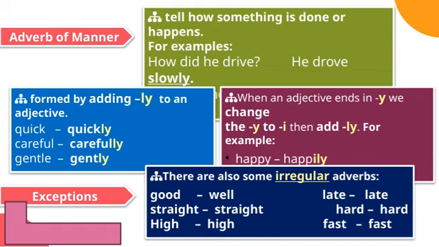Next, I want to highlight a common pattern with adjectives ending in y. When we turn these into adverbs, we change the y to i and then add ly. For instance, happy becomes happily, and easy becomes easily. This is a straightforward rule that helps you form adverbs from adjectives ending in y.